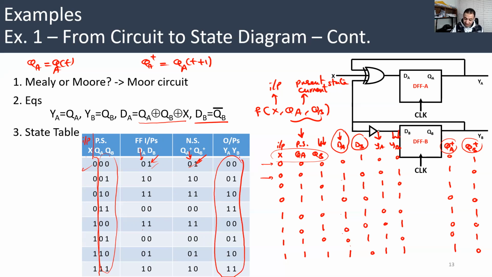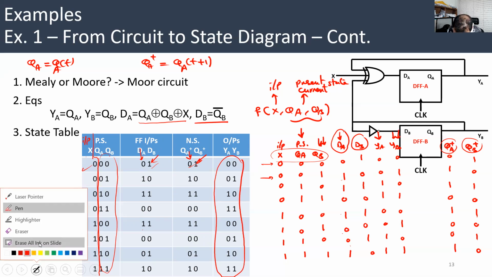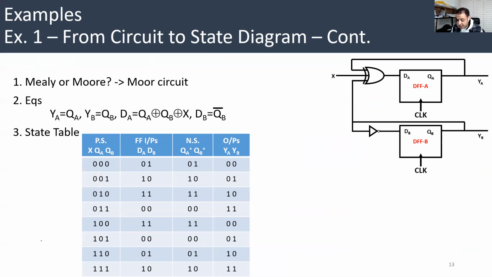Okay, guys, that's basically the state table. Finally, we're going to build the state diagram. So let's omit all of that and try to build it. To build the state diagram, we should know the number of states. And for each state, we're going to make a circle.